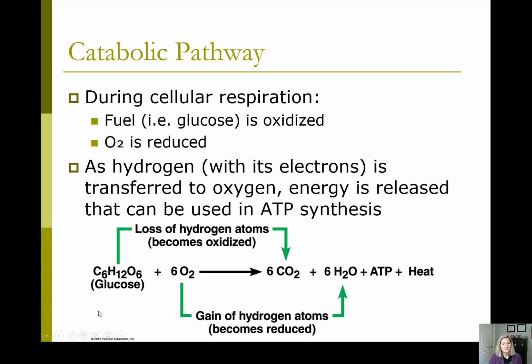So this is the cellular respiration equation that you will become very familiar with over the next week. So we're going to start out with the glucose molecule. So that glucose molecule is C6H12O6. Okay, so this is a complex molecule.